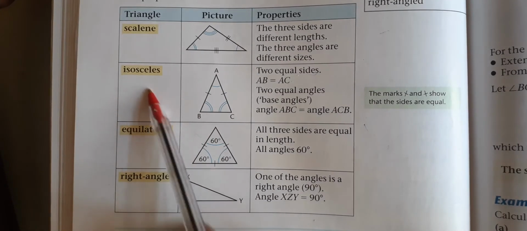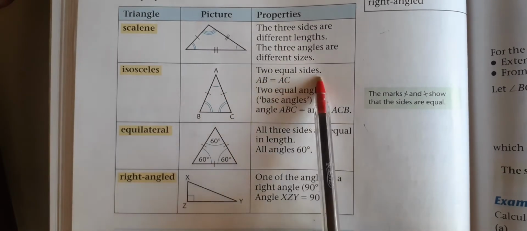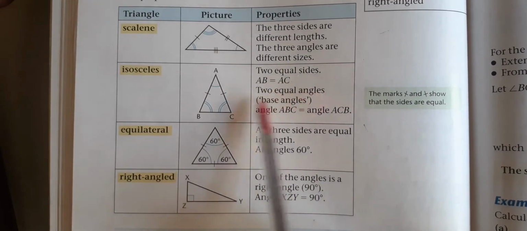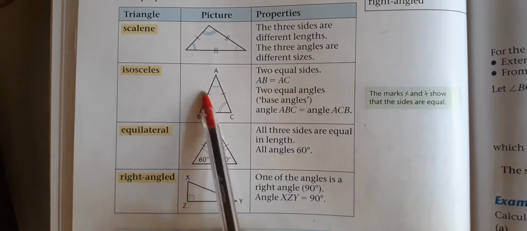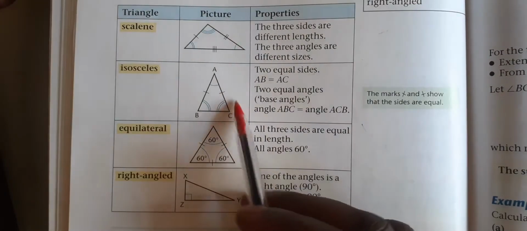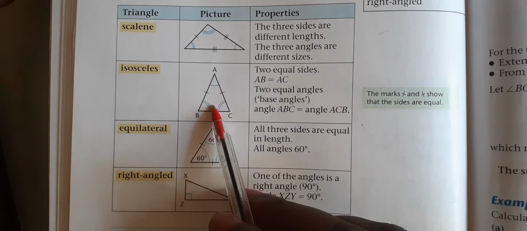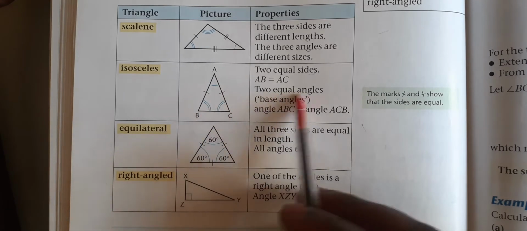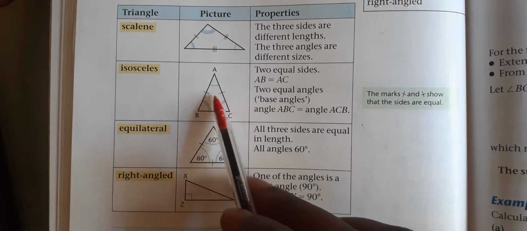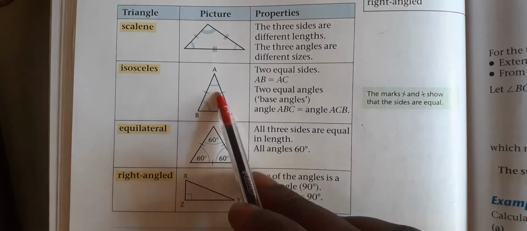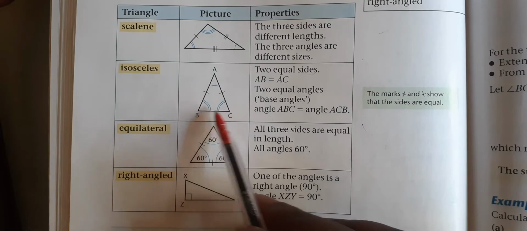What is an isosceles triangle? An isosceles triangle is a triangle that has 2 equal sides, and the 2 base angles are equal. Take note of this. In an isosceles triangle, the 2 sides are equal. Then we are also told that the base angles are equal. The base angles are where these 2 sides are standing, where they are coming from. These 2 angles are equal.